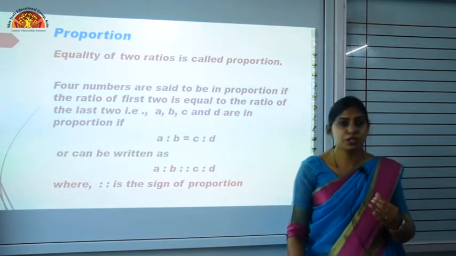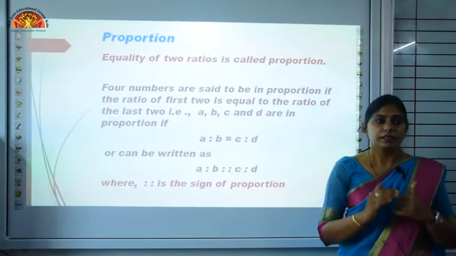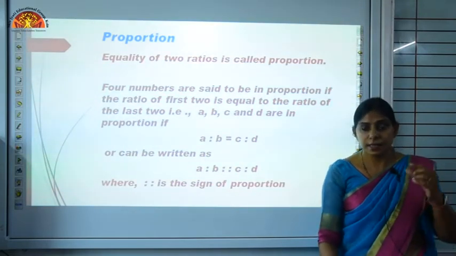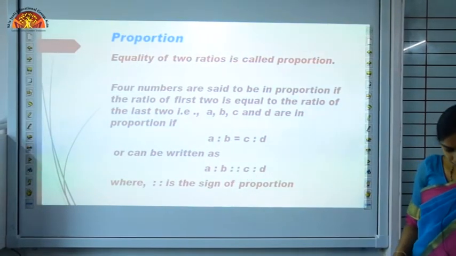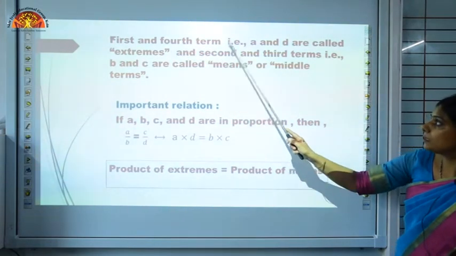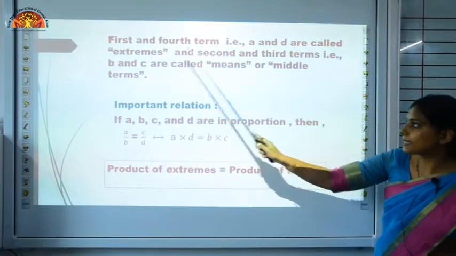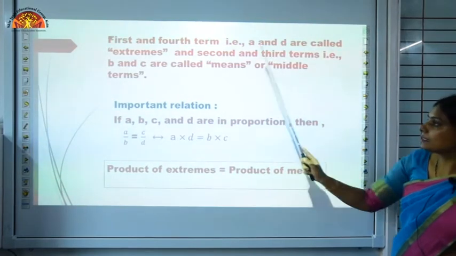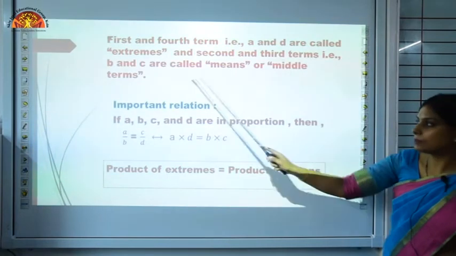So children, proportion means when the two ratios are equal to each other, then we can say that these are in proportion. And what is the symbol for proportion? We are using the double colon sign. First and fourth terms, that is A and D, are called extremes, and second and third terms, that is B and C, are called means or middle terms.